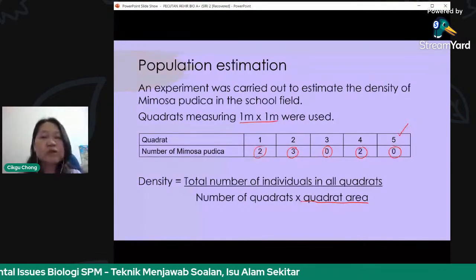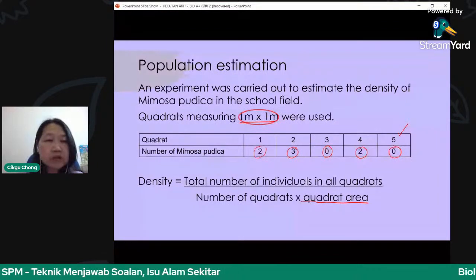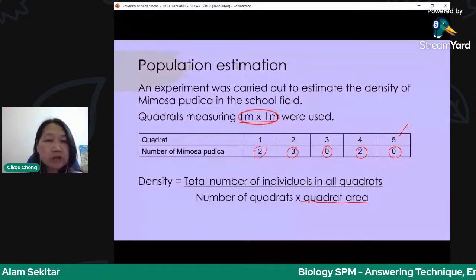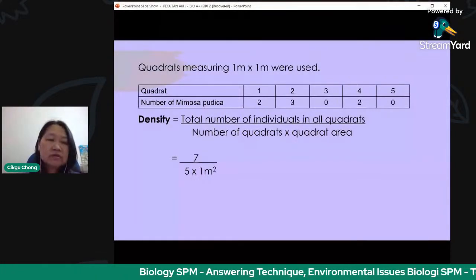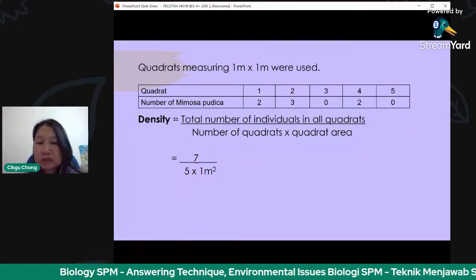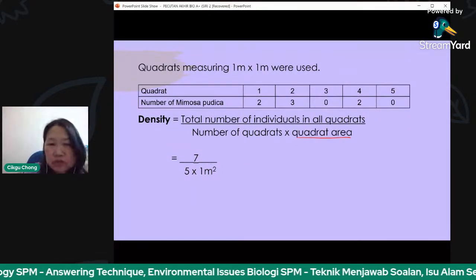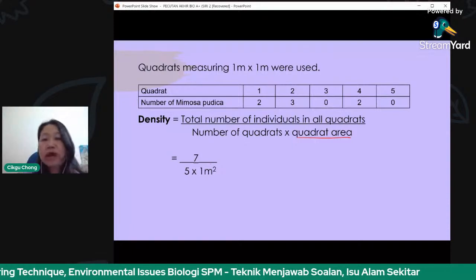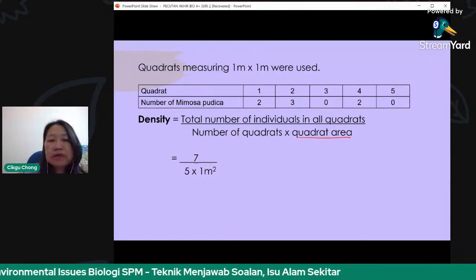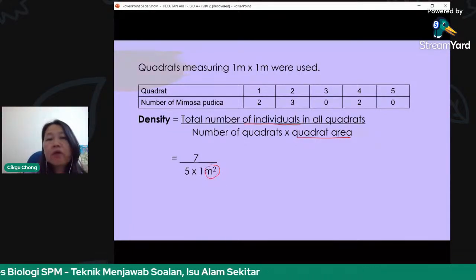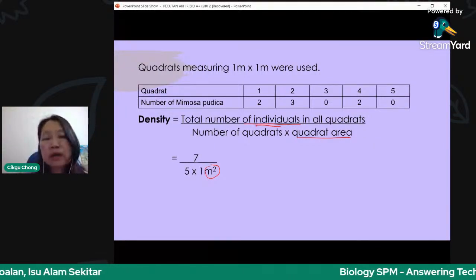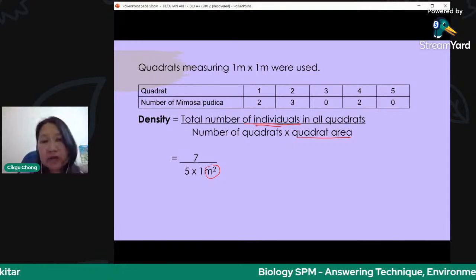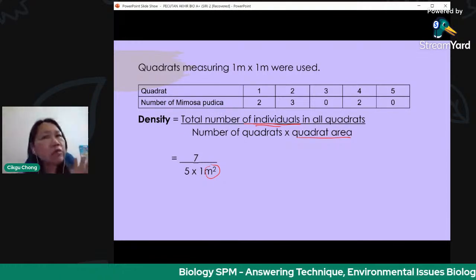Okay, let's look at the calculation one by one. It's important. So here, the calculation is 7 over 5 times 1 meter square. Quadrat area is meter square. So this is the only unit you have, because on top here is individual. Individual means pokok. So there are 7 pokok in this 5 meter area. Okay, so that means in 1 meter area, how many plants are there?